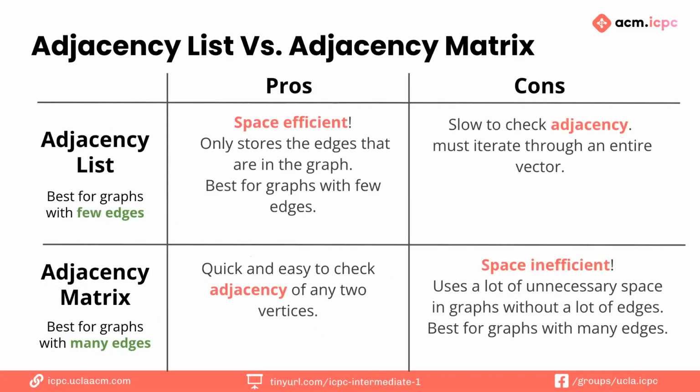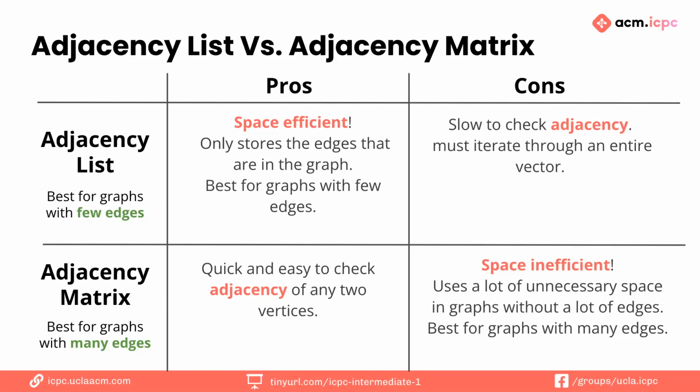So just to go over a couple of the differences, maybe you're wondering, why are these two implementations around, and when do I use one? Why do they both exist? Well, this is the answer. Essentially, an adjacency list is best for a graph with few edges, and an adjacency matrix is best for a graph with many edges. The reasoning behind this is that adjacency lists are space efficient. They only store the edges that exist in the graph. So you only push back into your vectors edges that are given to you or that you find exist.